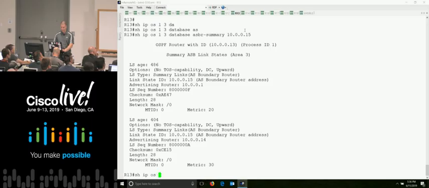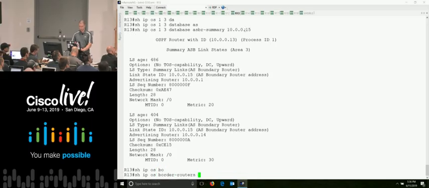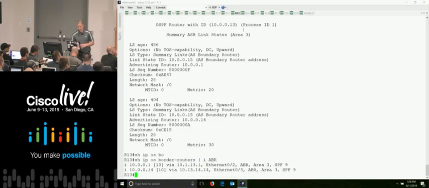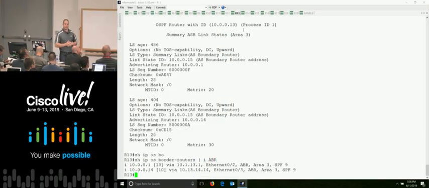Show IP OSPF border-routers, include ABR, 10 each. So basically, I'm comparing 30 versus 40 here. 30 is less. That's the number we choose.